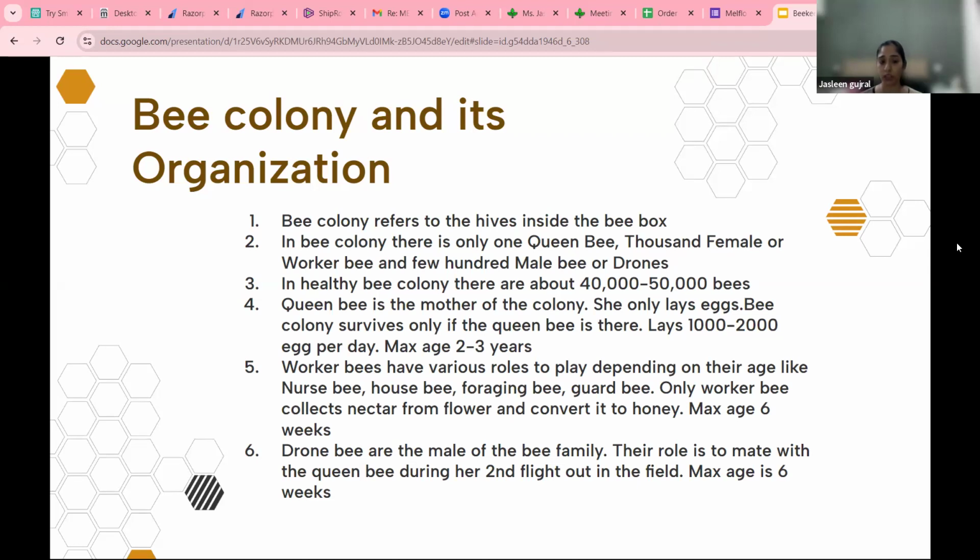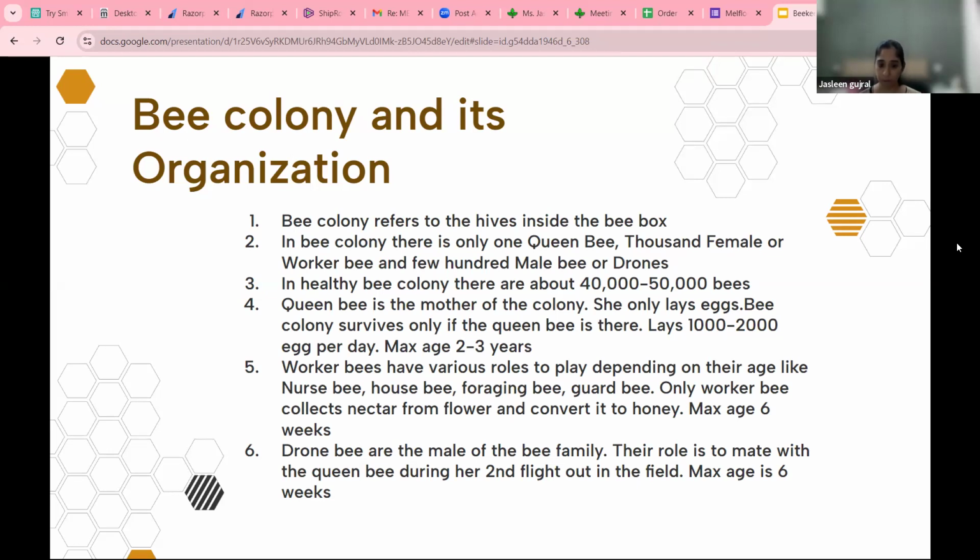So the main role is to feed the eggs, the larva, the pupa, then guard their boxes, then clean the hives in which the queen bee will be laying eggs. Okay, so the maximum age of the worker bee is 6 weeks.